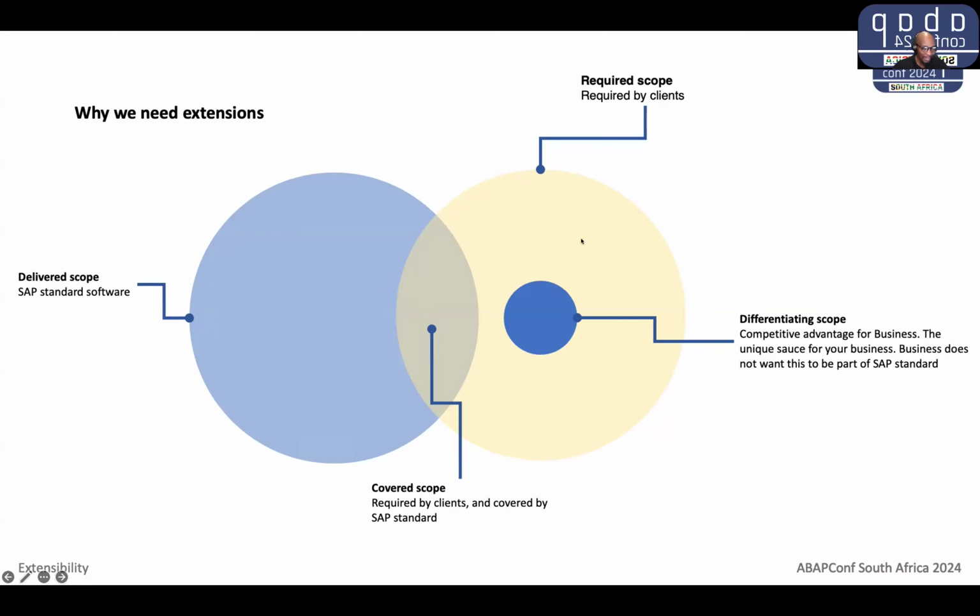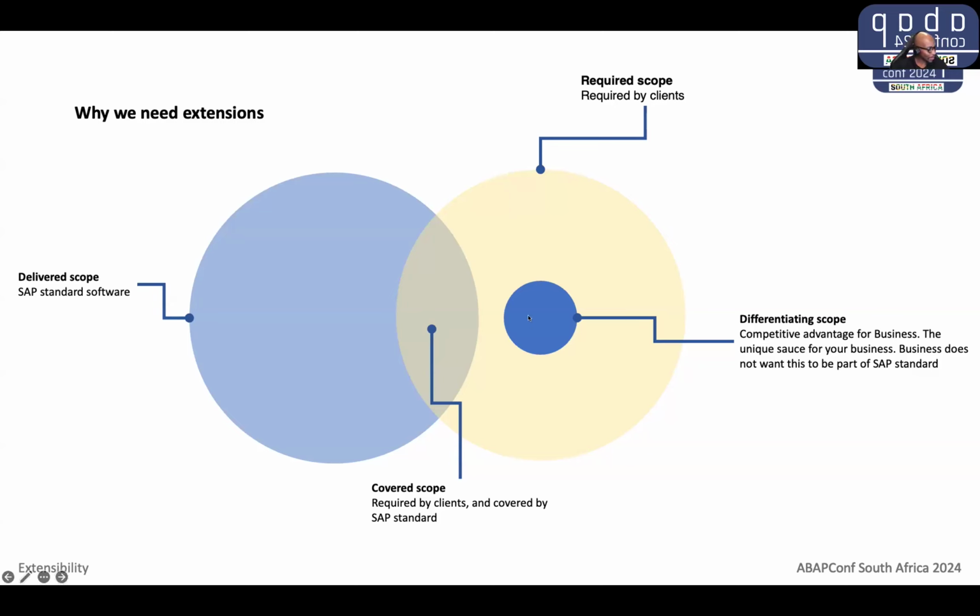So this is what your business needs. These are the things your business feels it needs to be able to function. And then in the middle is the sweet spot. This is the covered scope. This is the stuff that SAP provides, and it's the stuff that your business needs. This is the optimal space where you don't have to do anything besides activating standard functionality and doing some config to get it going. But otherwise, that's about it, right?